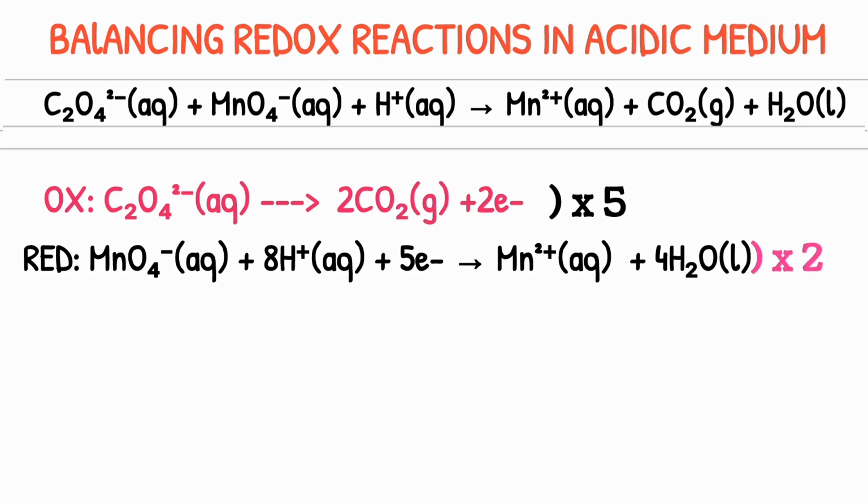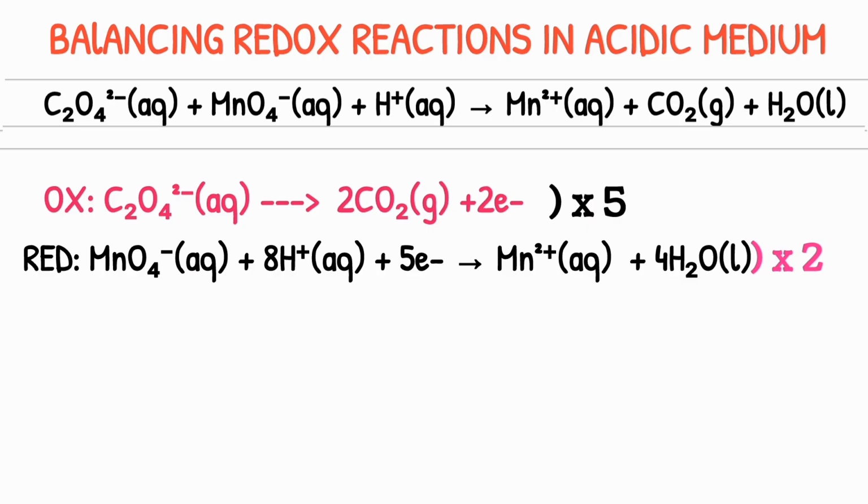Let's start with the oxidation reaction. When we multiply the oxidation reaction by 5, we are going to have 5 oxalate ions, and we are going to have 10 carbon dioxide. 2 times 5 is 10, and we are equally going to have 10 electrons.